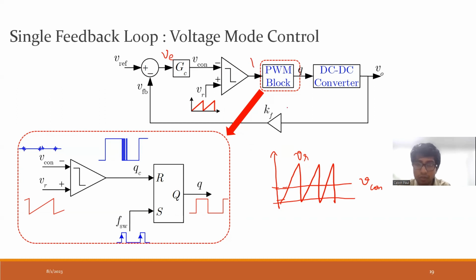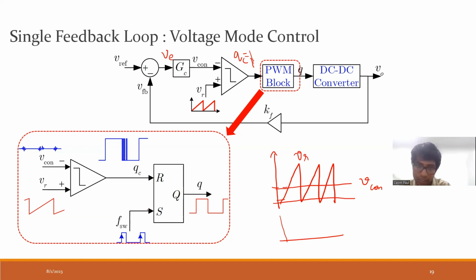Okay. And that will be 1. Okay, plus this PWM block. So what exactly we want is, when this is 1, this is QC. Okay, QC. If QC becomes 1, it will reset. Do you know what is a SR latch? Okay, this is a SR latch.